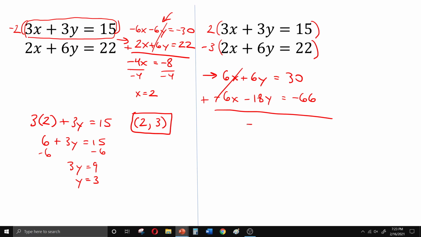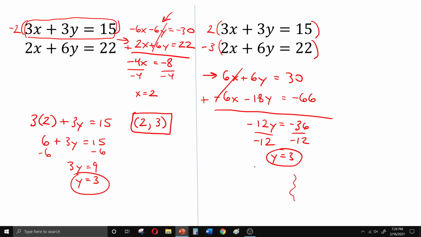And so now we get negative 12, right, and this will be negative 36. And then we can see by dividing, I'm going to end up with y equals positive 3, just like we did over here. And we could continue, and of course we would do the same things, and you would find x equals 2. So we can see the solution is going to be the same regardless of which variable you get to cancel. So it's up to you how you want to do it.